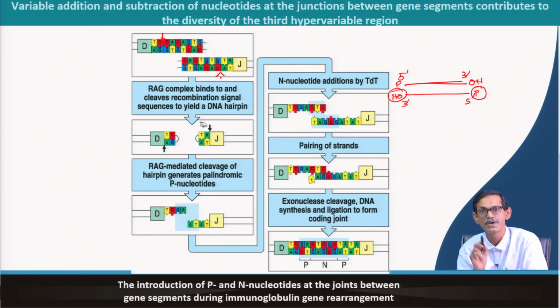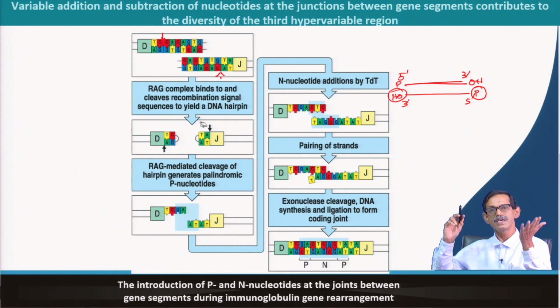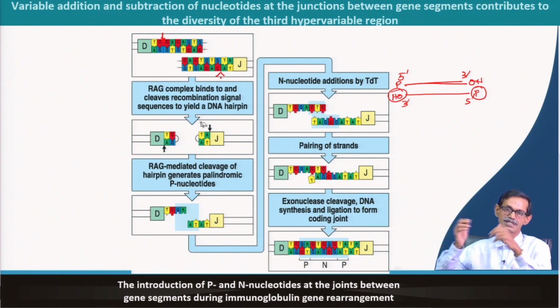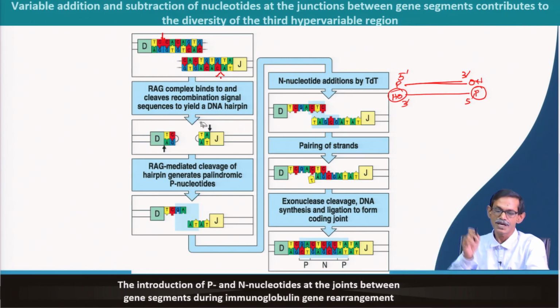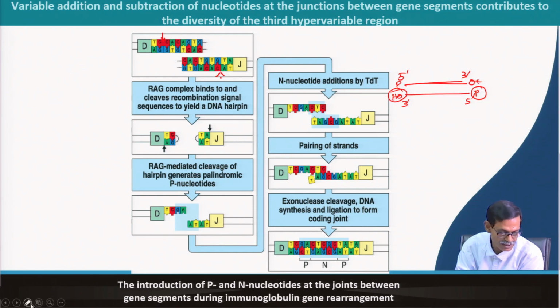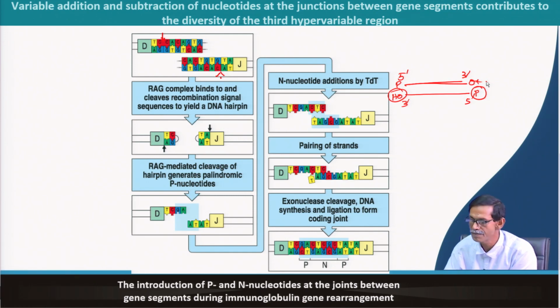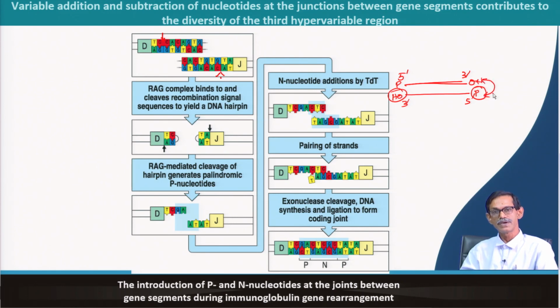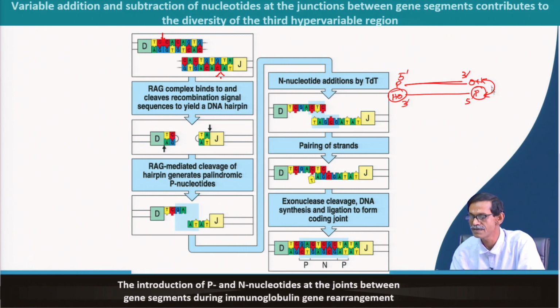Now, what is happening? Normally the 5 prime phosphate and 3 prime hydroxyl end remain free in a double stranded DNA. If you make a PCR or you just digest a DNA with a restriction enzyme, they will remain as free phosphate and free hydroxyl group. But here, which is very interesting, the open hydroxyl and phosphate make a link, a phosphodiester bond.